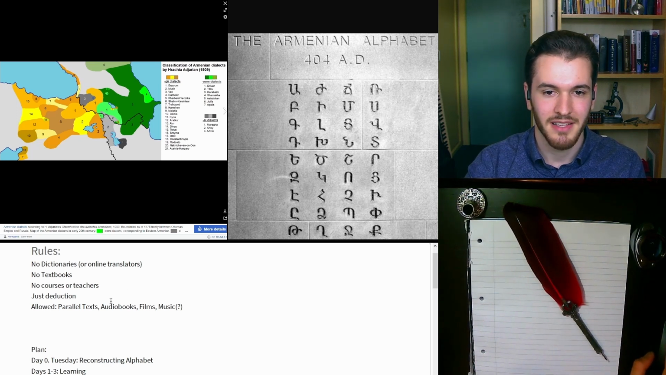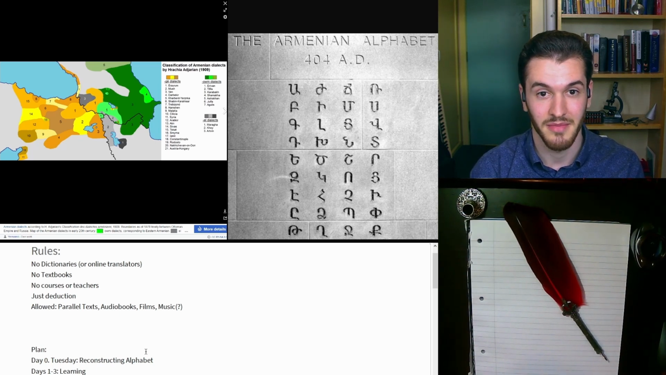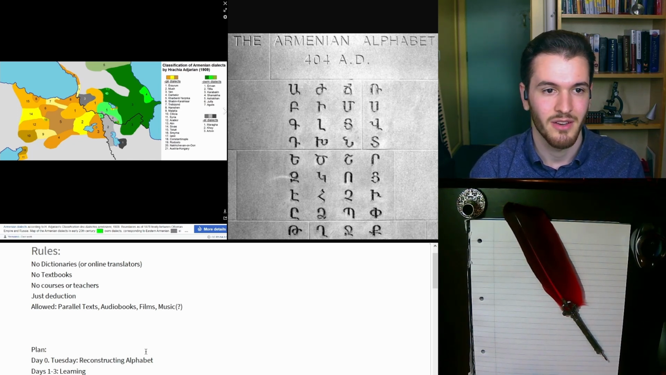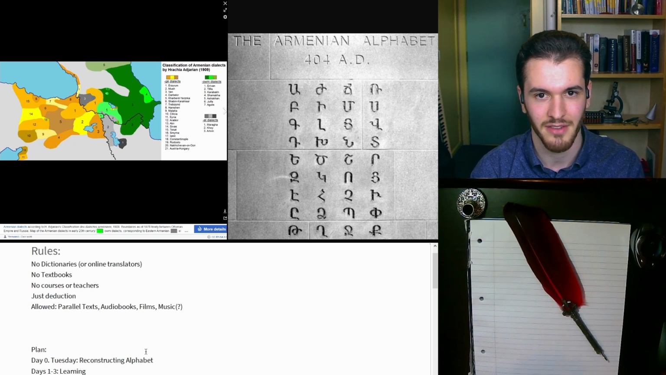Basically, my plan today is to only do a warm-up, to learn and reconstruct the alphabet. Here you can see that the alphabet is very ancient, from basically the early 5th century. From what I remember, it was developed by Mesrop Mashtots, who invented it, and it's still in use. I don't know if modern Armenian has exactly the same alphabet. I think it might have even more letters.